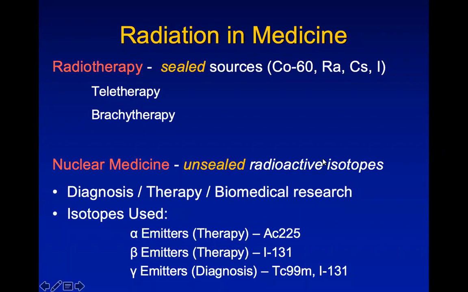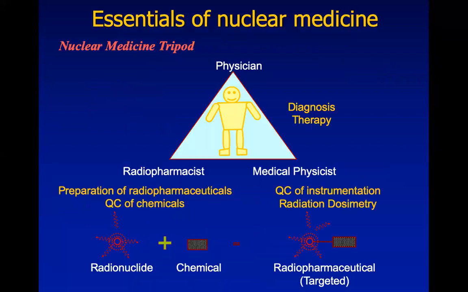Alpha emitters and beta emitters are used for therapy, some examples being actinium-225 as an alpha emitter and iodine-131 as a beta emitter. The gamma emitters are the ones used for diagnosis. For the purpose of this lecture, we'll restrict ourselves to the gamma emitters because we're not talking about any therapy here.